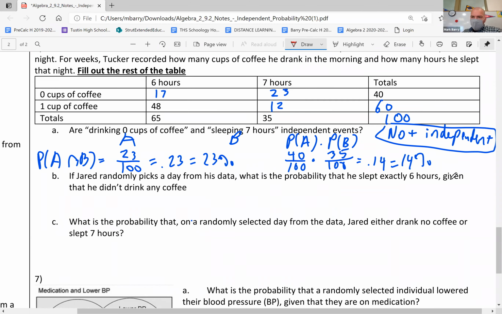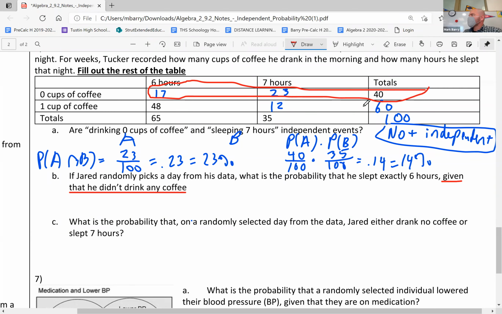Now we're going to get some review on this idea of the given. So given that he didn't drink any coffee, okay? If Jared randomly picks a day from his data, what is the probability that he slept exactly 6 hours given that he didn't drink any coffee? So didn't drink any coffee is this whole row right here. When they use that word given, I assume that these are the only people in the world for this problem.